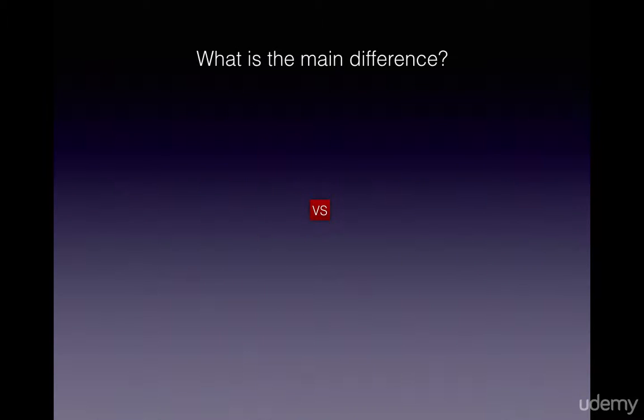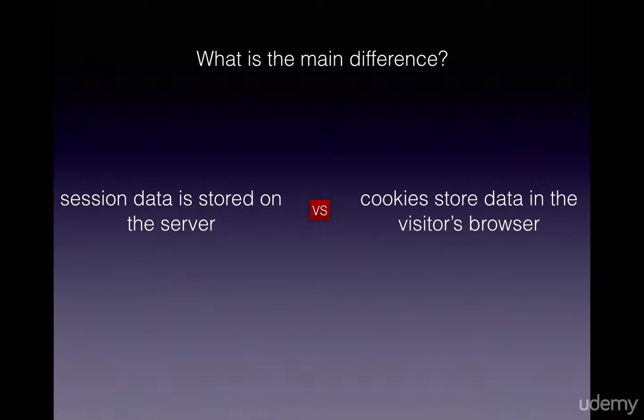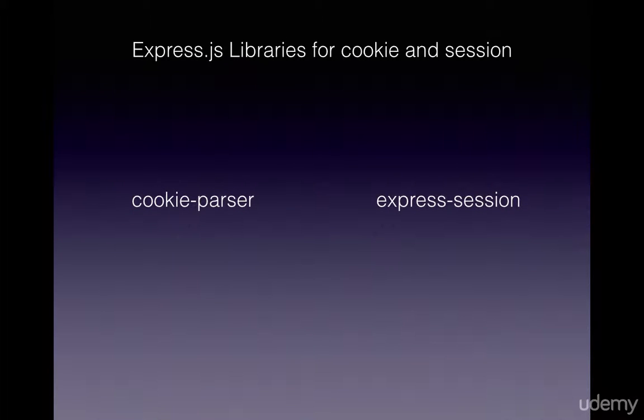So what is the main difference? The main difference between a session and a cookie is that session is stored on the server, whereas cookie stores data in the visitor's browser. Just think of it: session, server; cookies, browser, and the cookie has the session encrypted in it. For Express.js libraries for cookie and session, we did install these, cookie parser and express session, in the previous lecture. Again, cookies are for the browser, session is for the server.